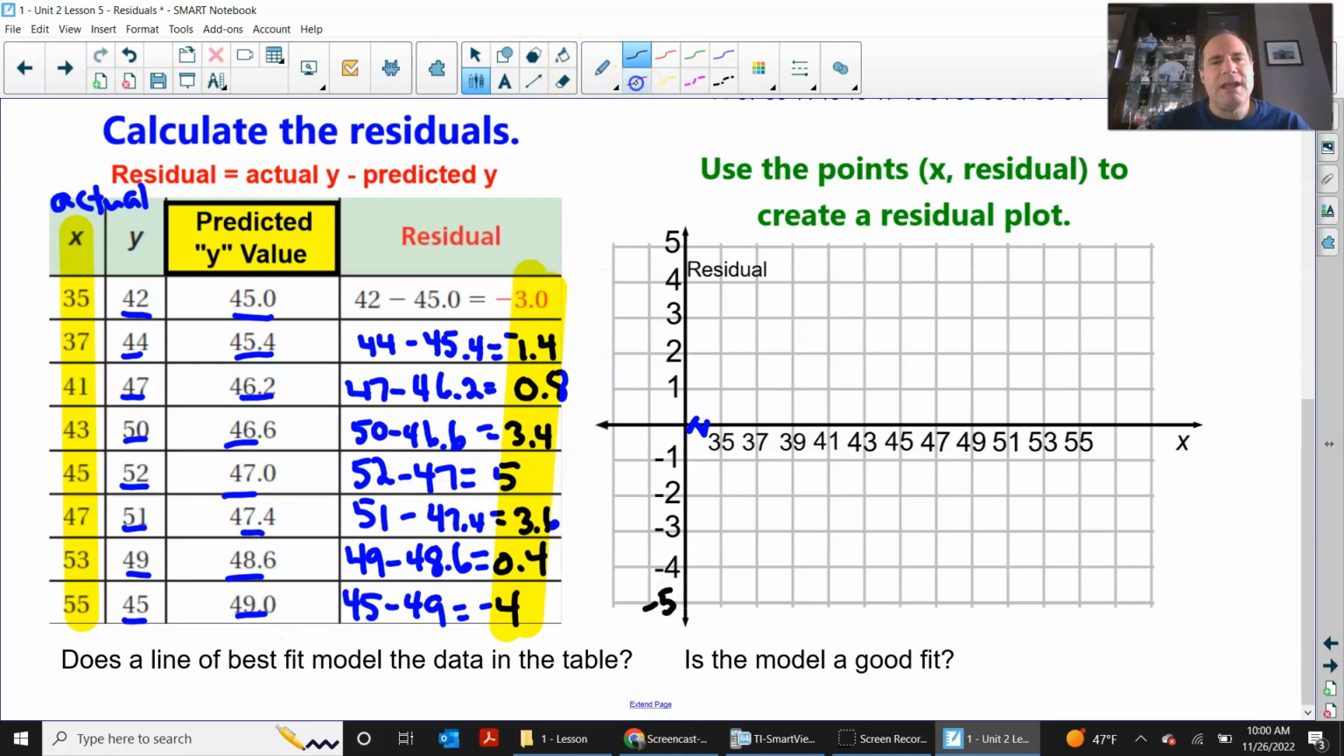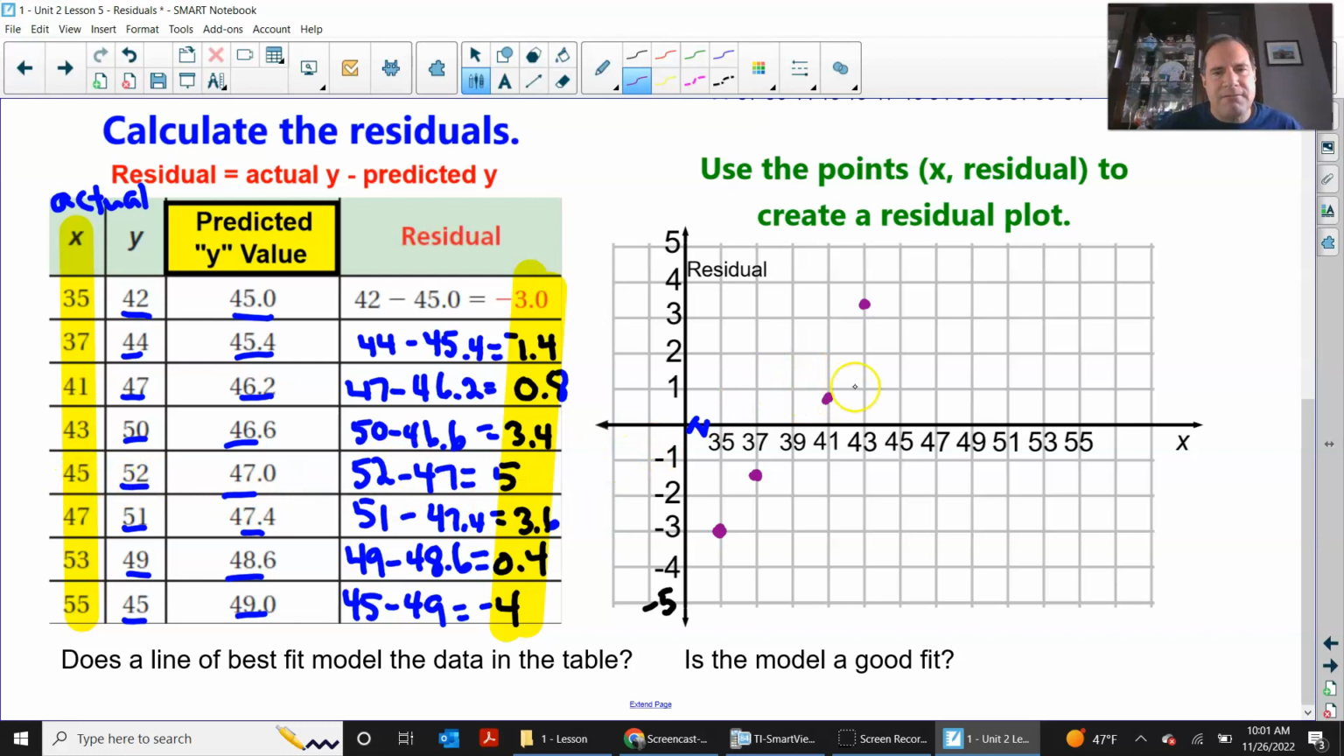Okay, so now let's go ahead and plot these residuals. All right, so 35, -3, right down here. 35, -3. 37, -1.4. I'm going to put it right here. 41 and 0.8, which is right about here. And then 43 and 3.4. 3.4 right about here.